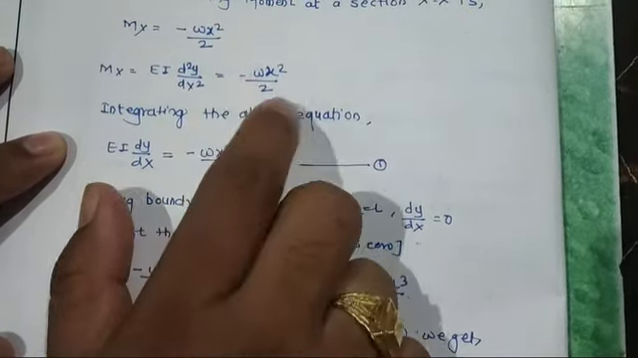Now we are going to integrate the above equation. After integration, we get EI dy by dx is equal to minus W x cubed divided by 6 plus C1. This C1 is the constant of integration. This is equation number 1.